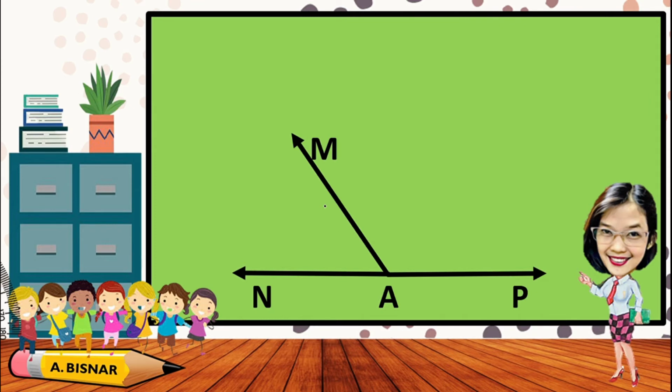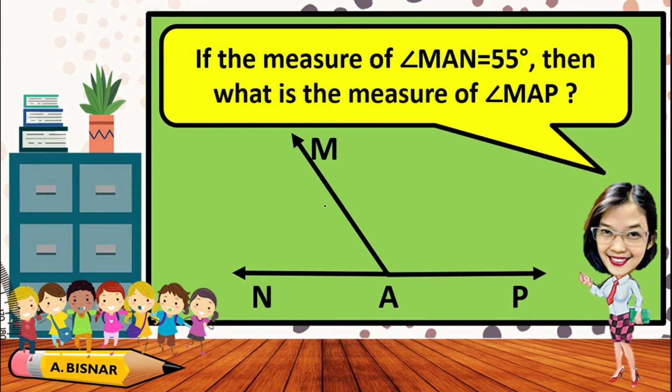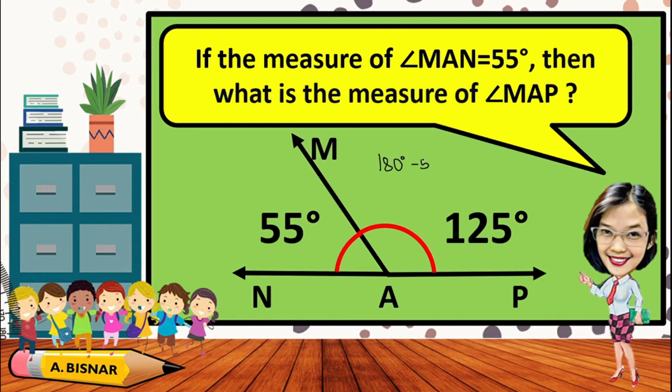Well, how about with this one? If the measure of angle MAN is 55 degrees, then what is the measure of angle MAP? Let's check if that is correct. How did we get that? 180 degrees minus 55 degrees. The answer is 125. Why is it so? Again, since angle NAP is a straight angle, then the measure of it is 180 degrees, so you will just subtract the measure of angle MAN.